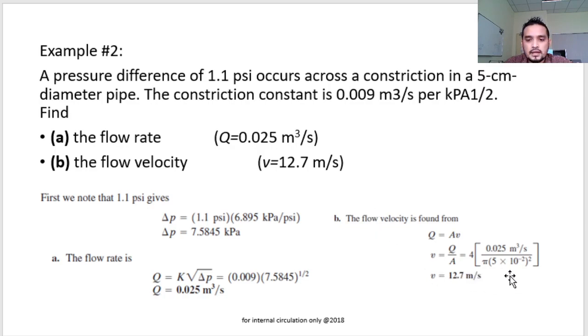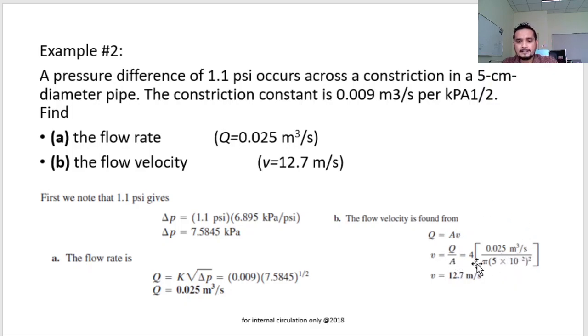Here we plug in the values, and that will give you 12.7 meter per second. Not to forget how to calculate the cross-sectional area of the pipeline. They already gave the value here, 5 centimeter, so you have to convert it into meter, the SI unit, so that you will get the correct answer. Otherwise, you will end up with the wrong answer. So make sure to convert all the given data and parameters into the SI unit.